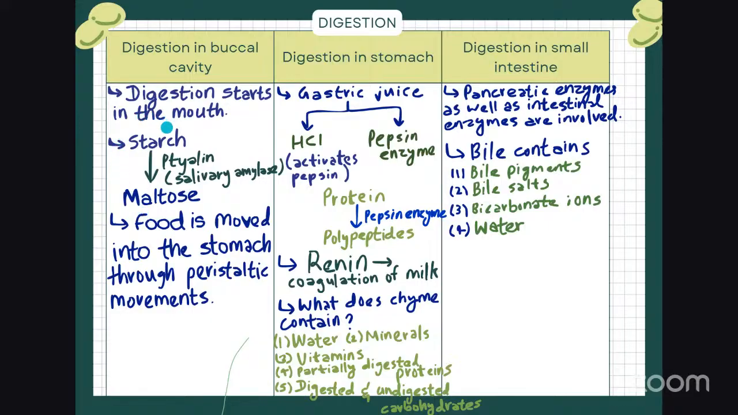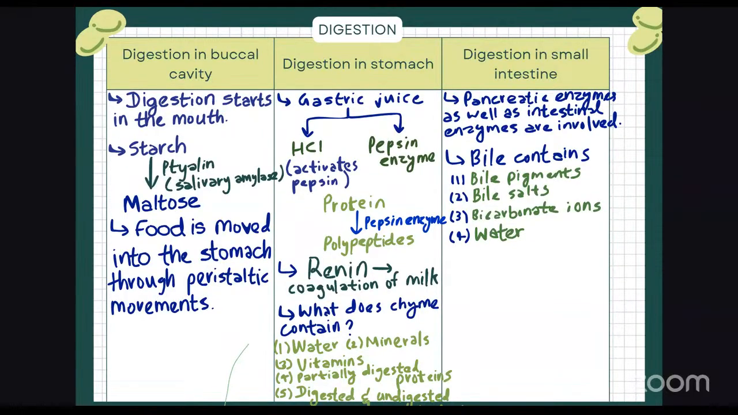A ptyalin enzyme, which we also call salivary amylase, acts on starch and converts it to maltose. So, may I know what kind of sugar is maltose? I'll wait for you all to answer.